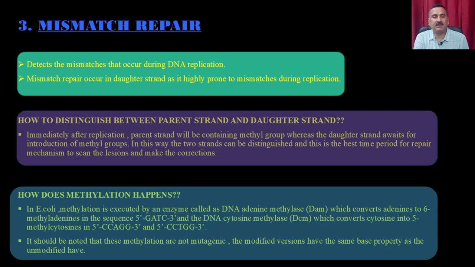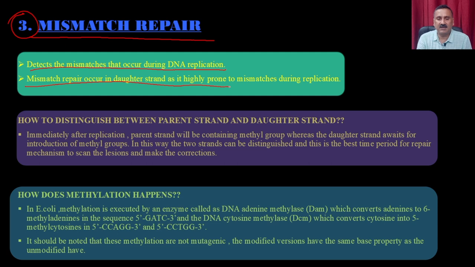And then we have the third mechanism, called mismatch repair. It detects mismatches that occur during DNA replication. The mismatch repair occurs in the daughter strand, which is highly prone to mismatches during replication. How do we distinguish between the parent strand and the daughter strand?